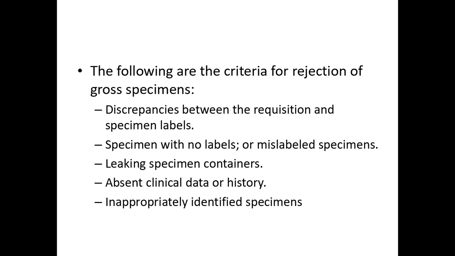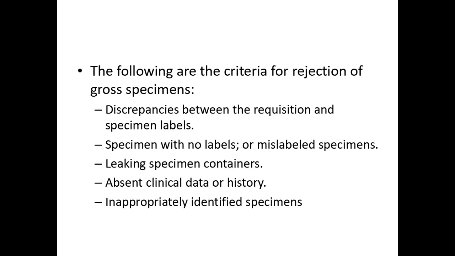The following are the criteria for rejection of gross specimens. Number one, discrepancies between the requisition and specimen labels. For example, the name. The name in the requisition form and the container is different. Or the specimen in the requisition form is different from the specimen received.